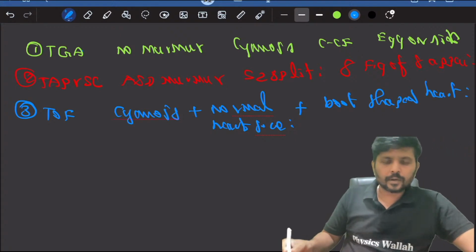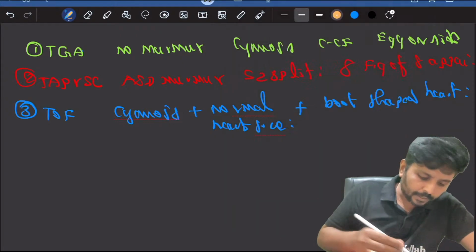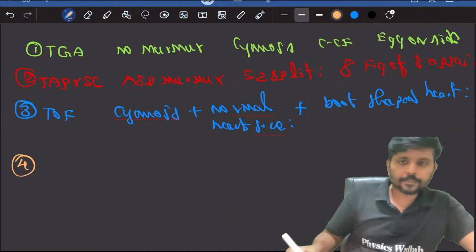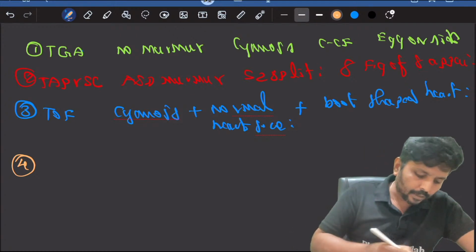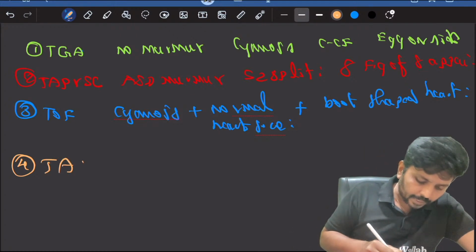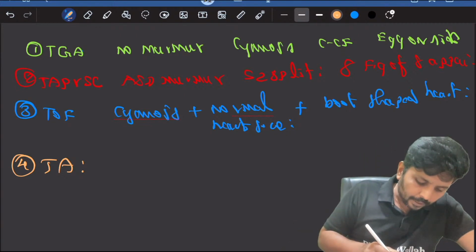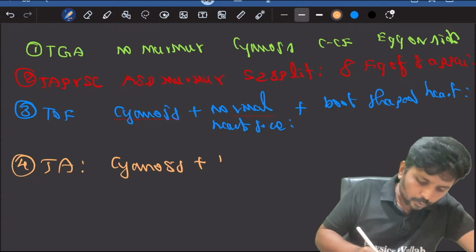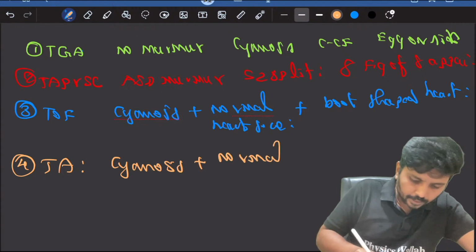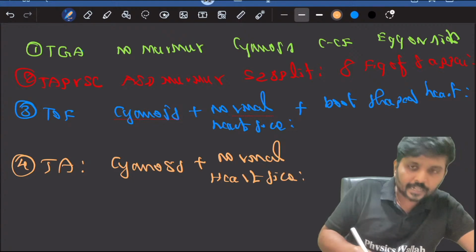This is your tetralogy of Fallot. Okay. Then comes your TGA. Then comes your tricuspid atresia. Here also cyanosis will be intense. Here also normal heart size. In the first two, increased heart size.